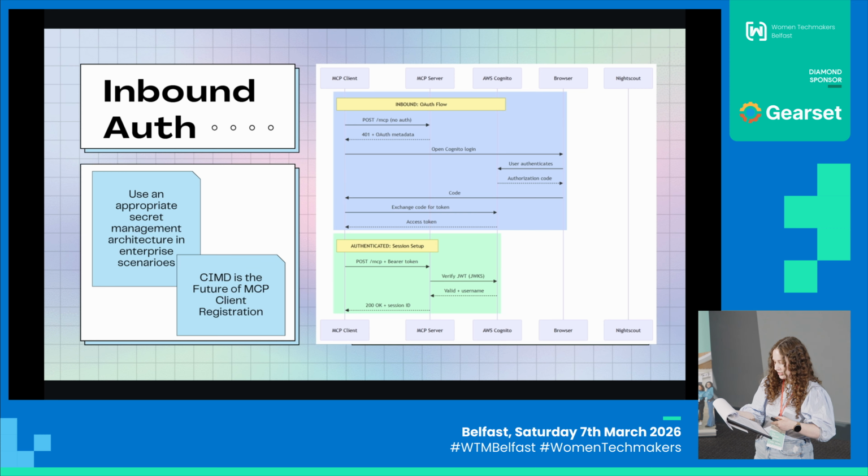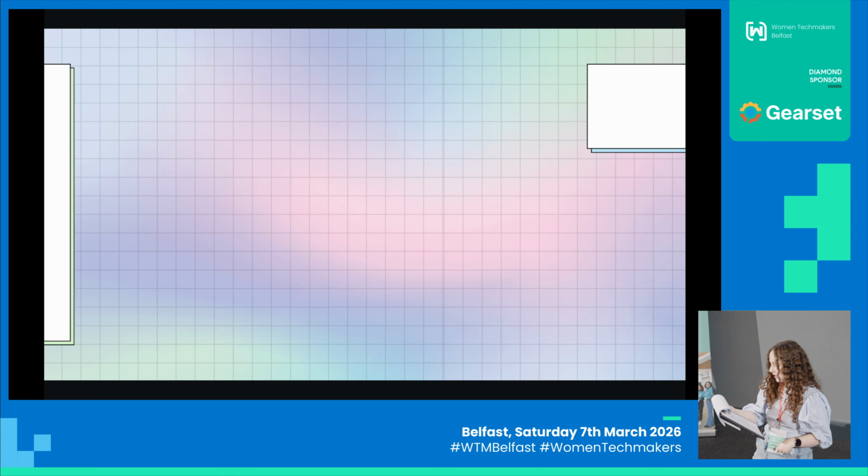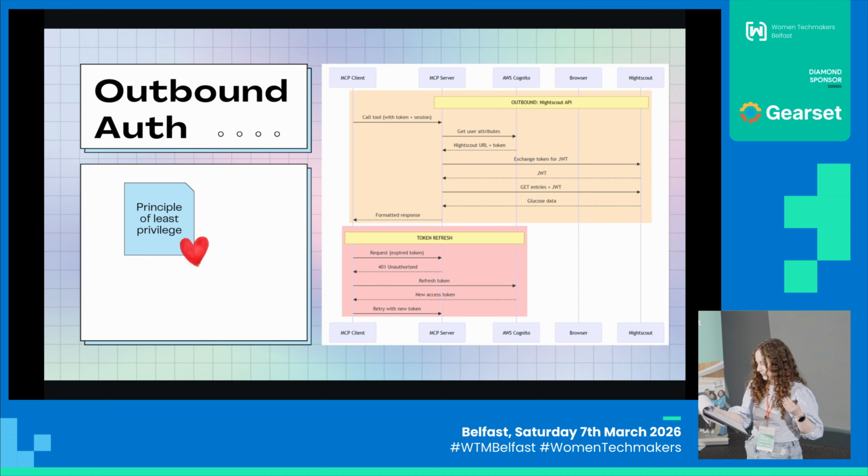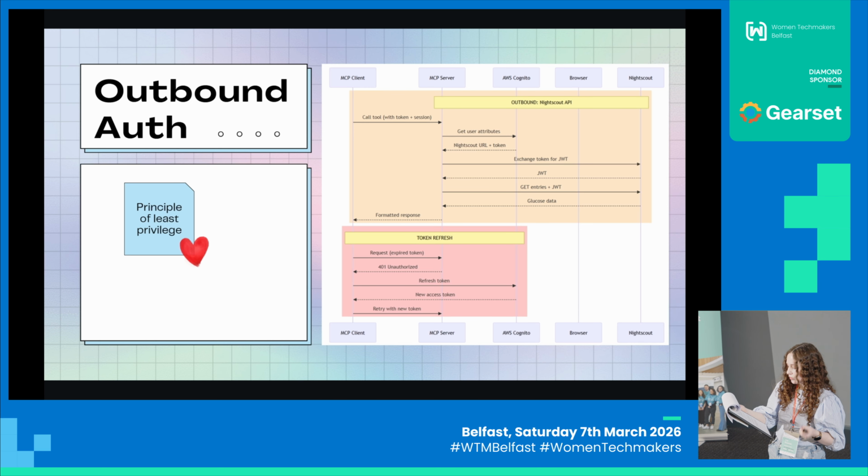Inbound auth locks the front door, but now we need to manage what happens when the server talks out to Nightscout. Outbound auth handles how the MCP server talks to Nightscout on behalf of each user, because this MCP server can actually handle multiple sessions with multiple users. When the MCP client calls the tool, the MCP server validates the inbound token, looks up that user's Nightscout credentials, and then follows the authentication process for the Nightscout API.